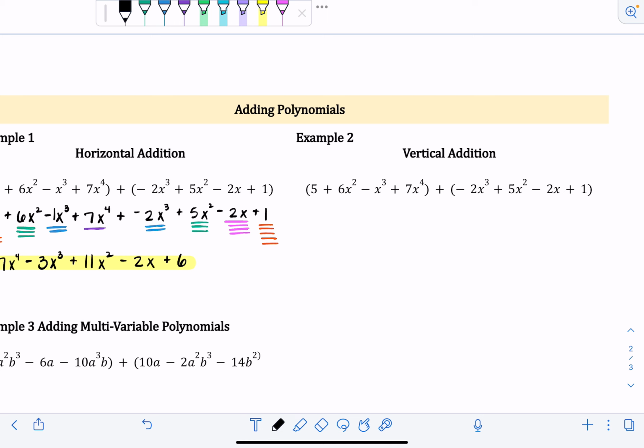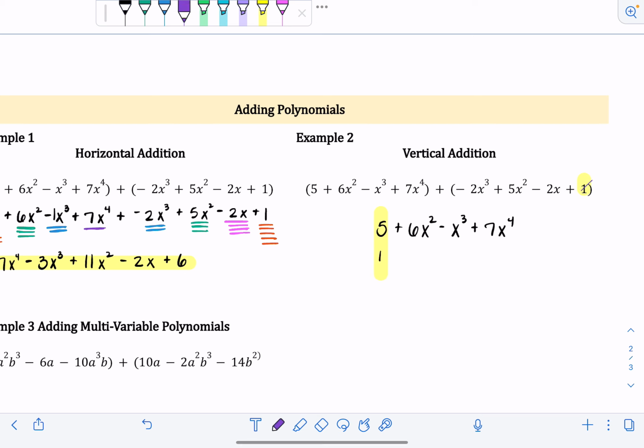So what I mean by that is I'm just going to take the first parentheses and I'm just going to rewrite what's inside of it. So I'll do 5 plus 6x squared minus x to the third power plus 7x to the fourth power. And then I'm going to take what's inside the second parentheses and I'm going to write it underneath that. So I have to make sure though that I line up my like terms, the ones that are similar. So right here, first I have the constant term. So I have to take the constant term from my second parenthesis, so I'd put a 1 there.